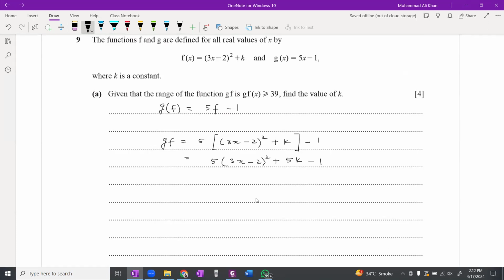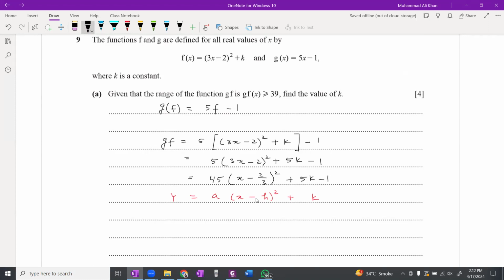If we take common 3 from the bracket, from the square, if we take common 3, the common will be 9. So 5 nines are 45. And here it will be x minus 2 over 3 whole square plus 5k minus 1. Now compare it with y equals a(x minus h) whole square plus k. So the range is greater than or equal to 39, and we have to calculate the value of k.